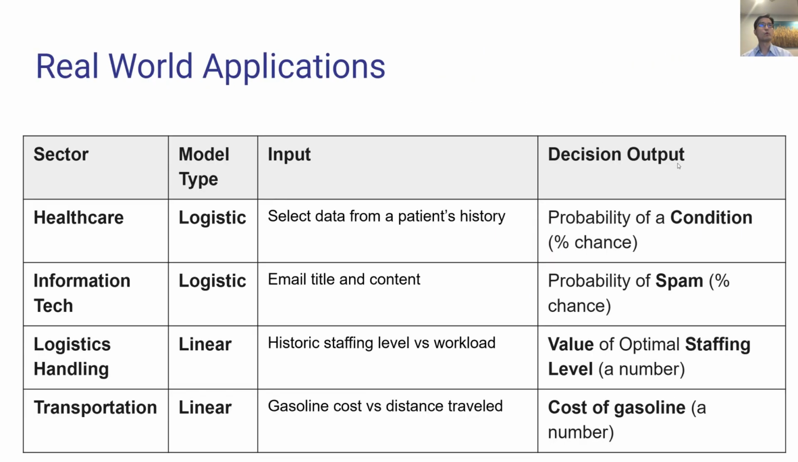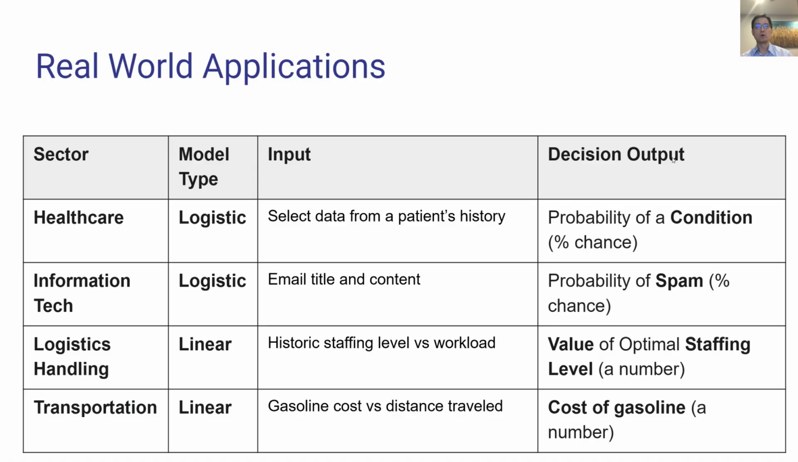Here are some more real-world applications. In healthcare, you can use an input such as patient history to predict the probability of a certain healthcare condition. And in information technology, you read the input as email title and content to predict if it's spam. So those two are logistic regression. And the next two are linear regression.